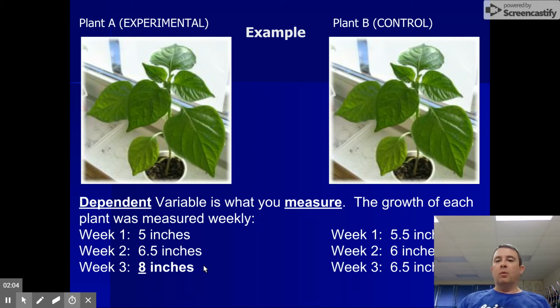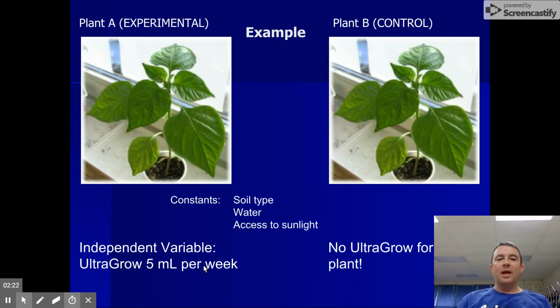And they were growing in the same type of soil. They received the same amount of water, same amount of sunlight. So presumably, the only difference was that one thing, that one factor, the independent variable, which was that plant A received Ultra Grow and plant B did not.